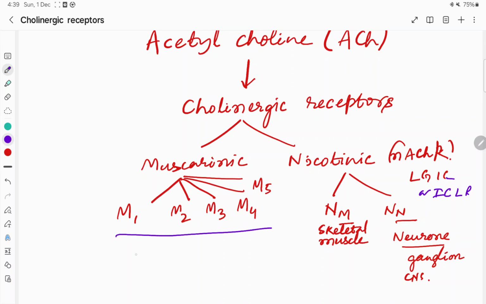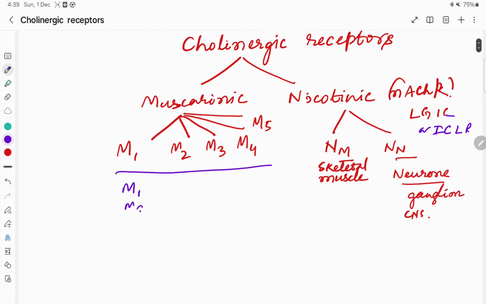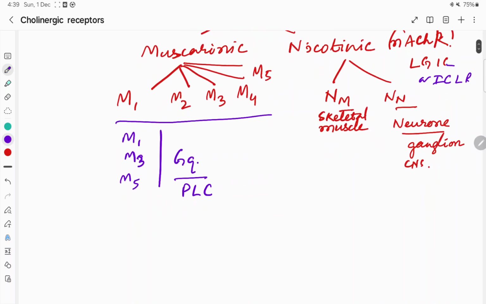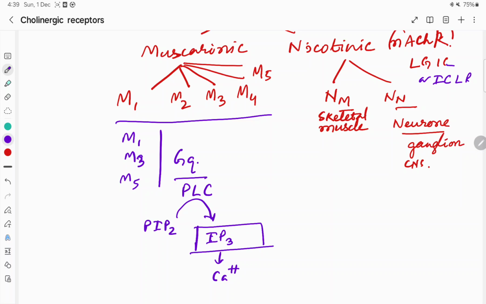These muscarinic receptors M1, M3 and M5, these 3 receptors are Gq type. Gq type means the effector is phospholipase C, and the second messenger from PIP2 by the action of phospholipase C, there will be formation of IP3, inositol triphosphate, which increases the level of calcium. So the second messenger is inositol triphosphate.